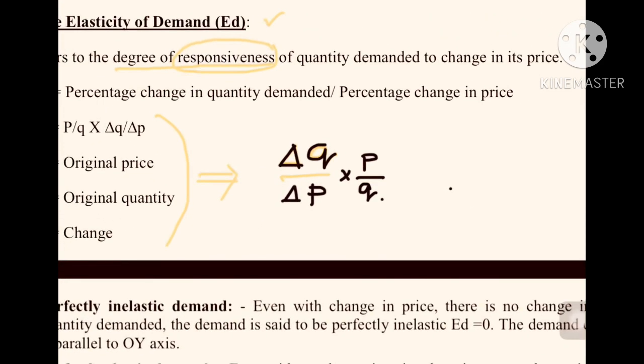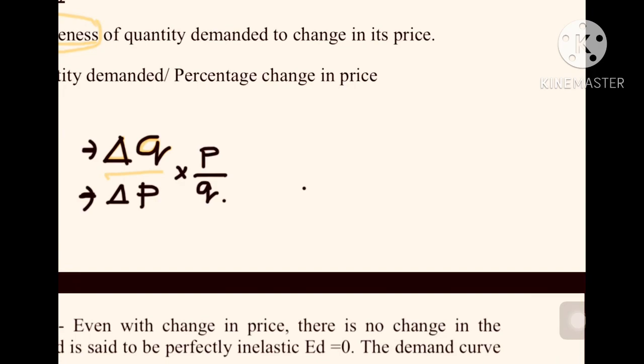Delta Q, everybody understands, delta represents change. The change of quantity is represented by delta Q. Delta P means change of price. Then P by Q. Many times students get a little confused. For P and Q, there are two prices given, the current price and the previous price, and similarly the current quantity and the previous quantity. So let me say P is equal to the original price, and Q is equal to the original quantity. So we are very clear about the P and Q terms.